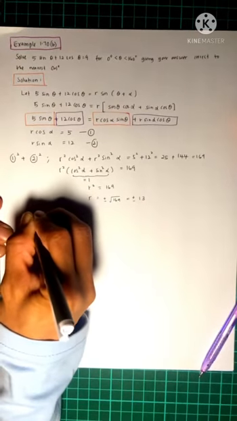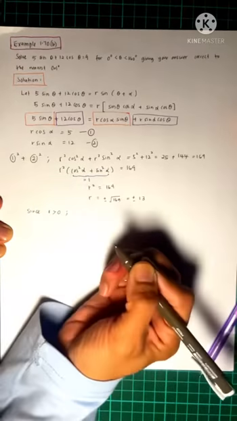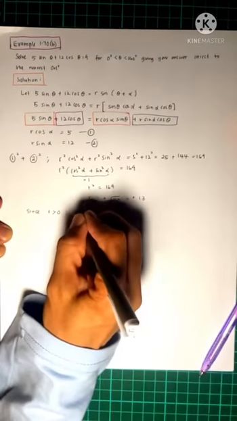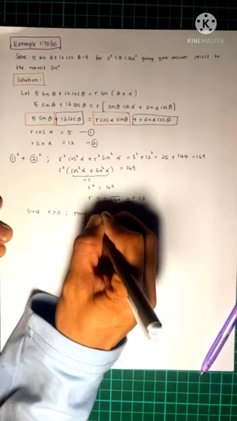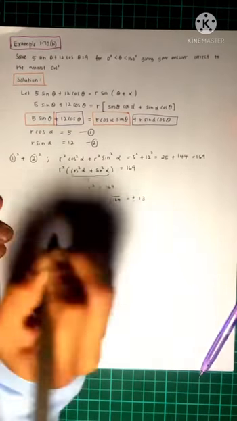Since kita tahu R is always greater than 0, mean we take a positive value. So thus R is equal to 13.